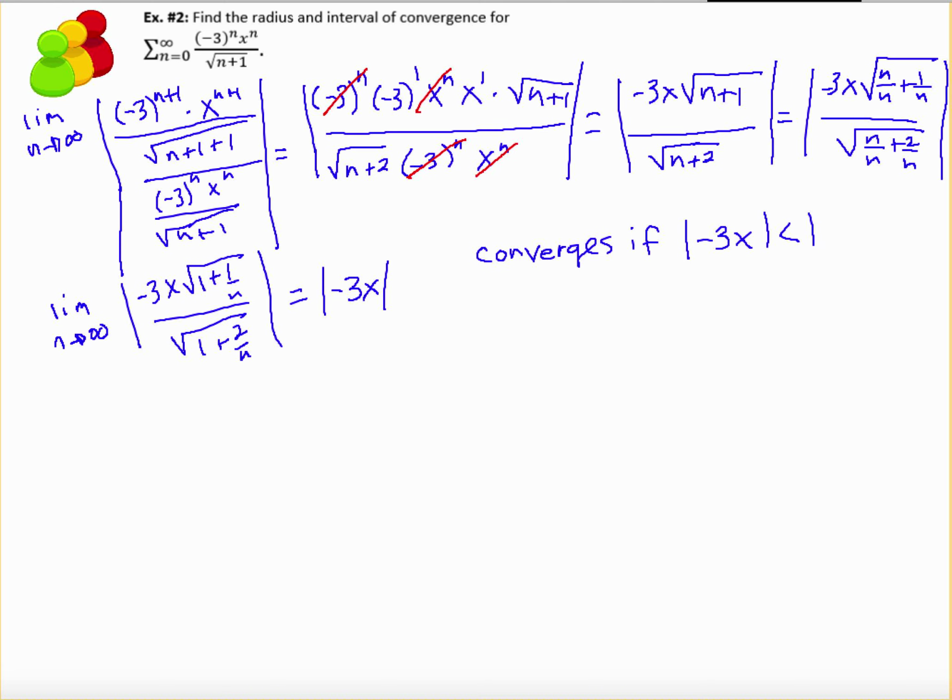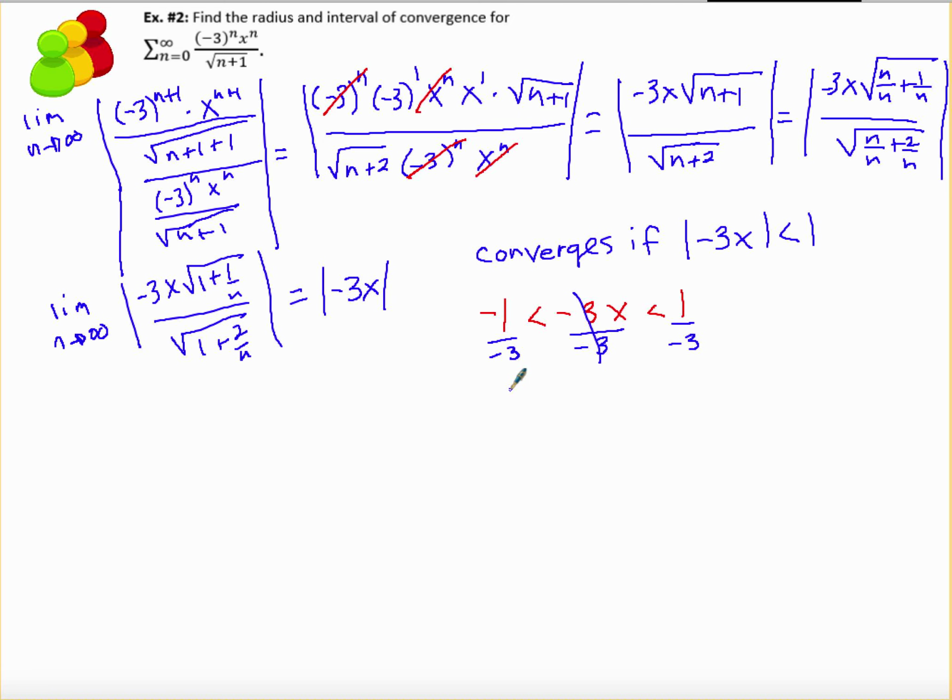Okay, so I can solve this and make it a compound inequality. So I'll take negative 1 is less than negative 3x, which is less than 1. That just means that this could go in either direction, 1 away from 0. I'm going to divide both sides by negative 3. Now, when you divide an inequality by a negative, your inequality symbol is going to flip. So that is going to happen here as well.